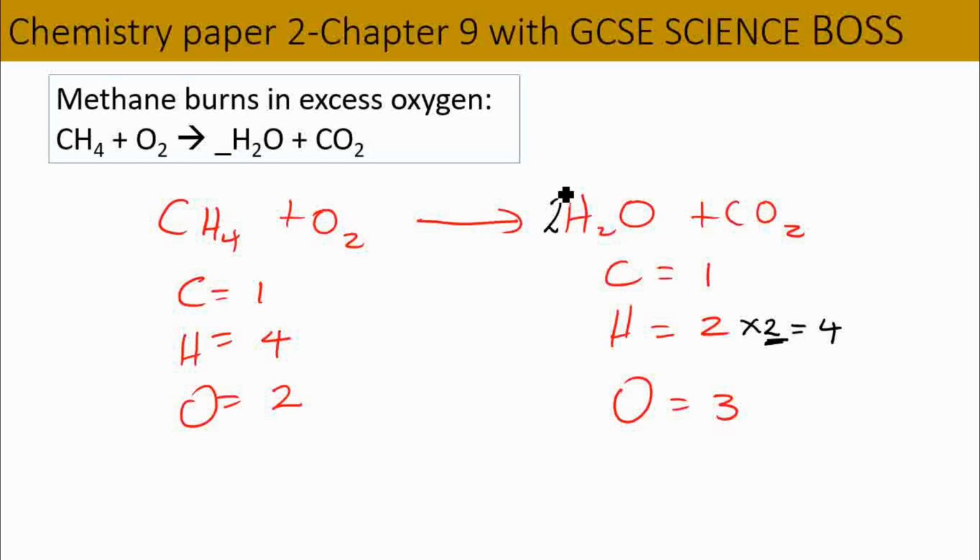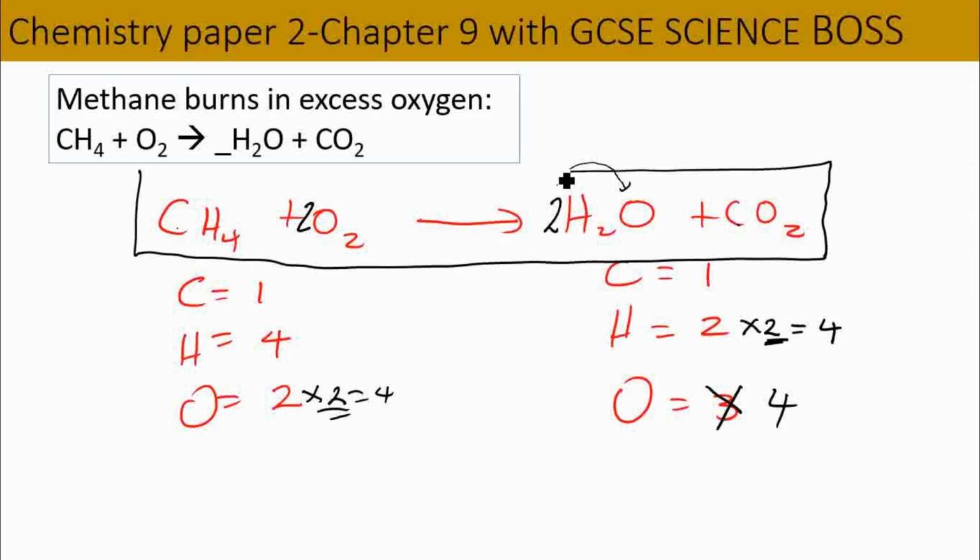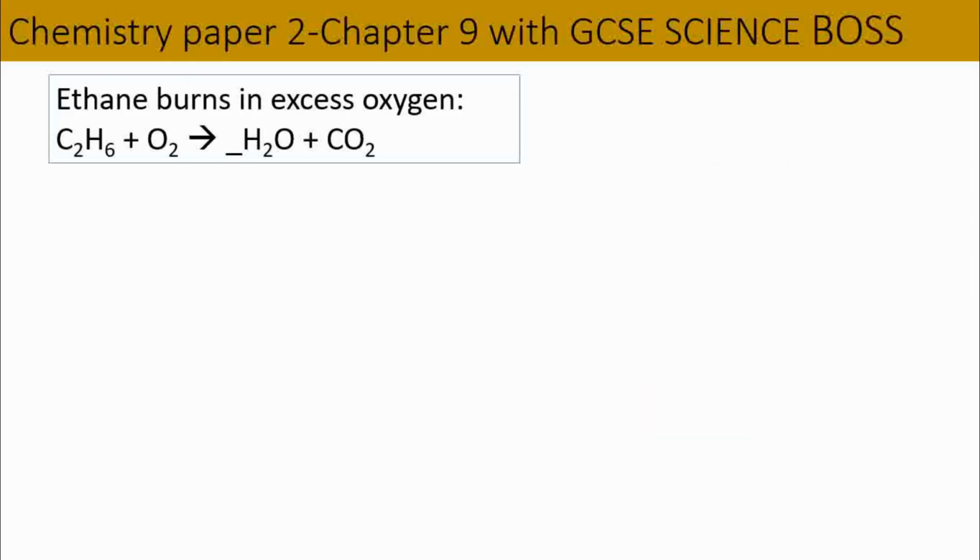That 2 also affects my oxygen. So my oxygen now is not 3, it's now going to be 2 and another 2 there, which makes it 4, which means I need to times this by 2. That gives you 4. You're going to take that 2 there, put it in front. Equation is balanced. 1 carbon, 4 hydrogen, 2 times 2, which makes it 4 hydrogen, 4 oxygen, 2, 2, 4. Equation is now balanced, okay? We will try another tricky one.